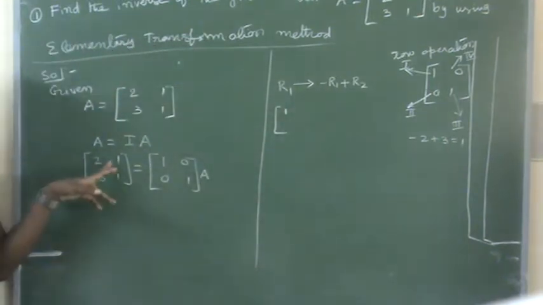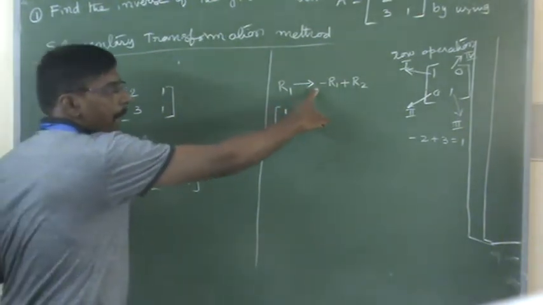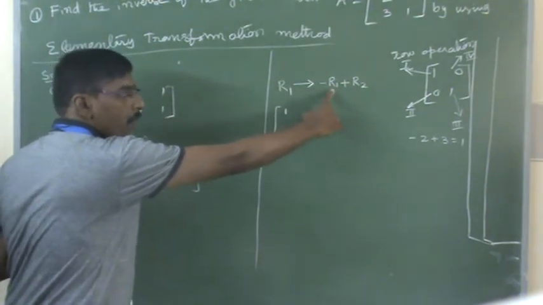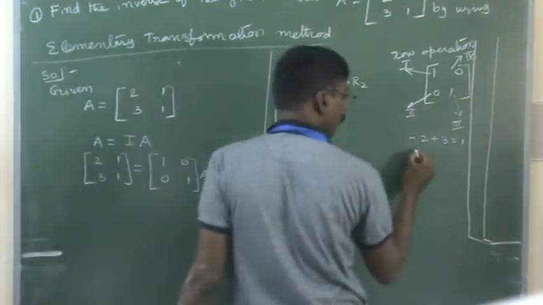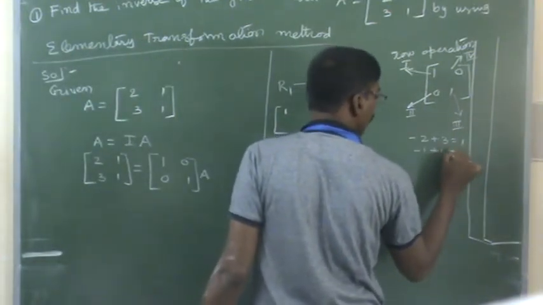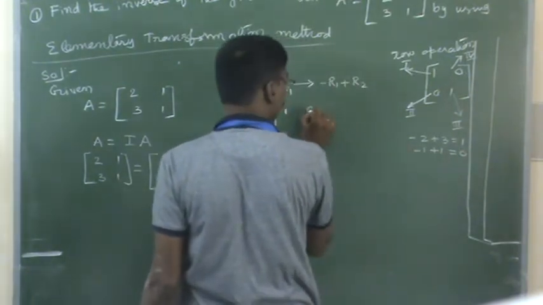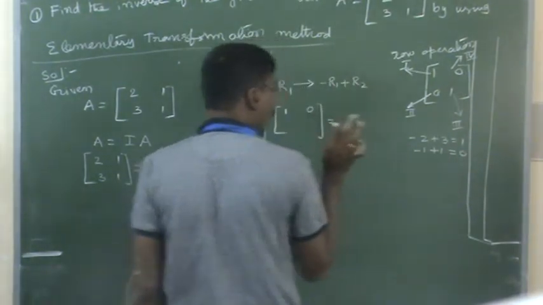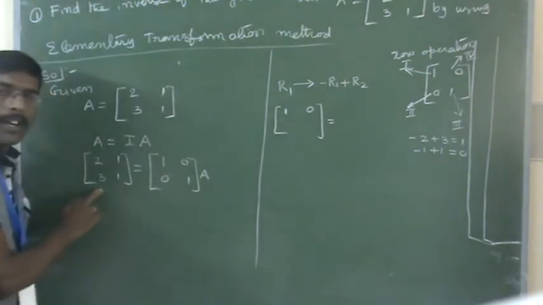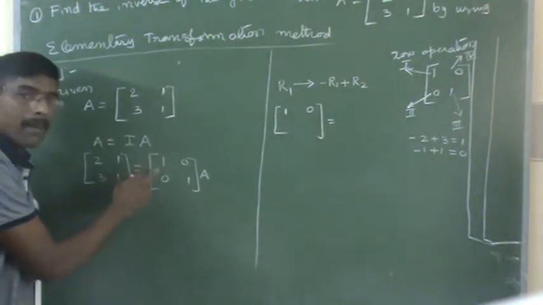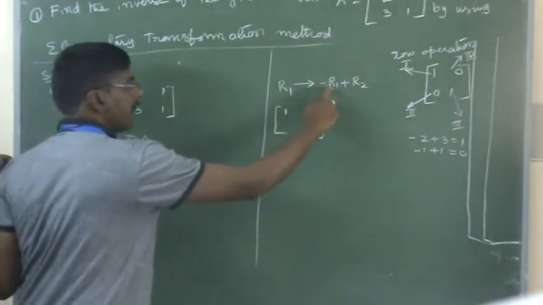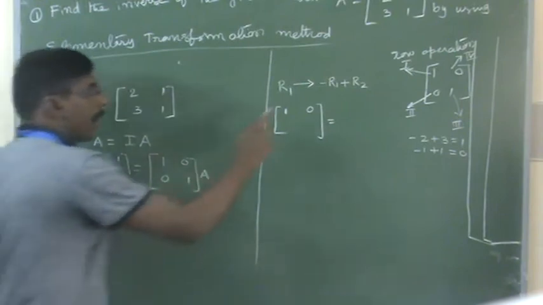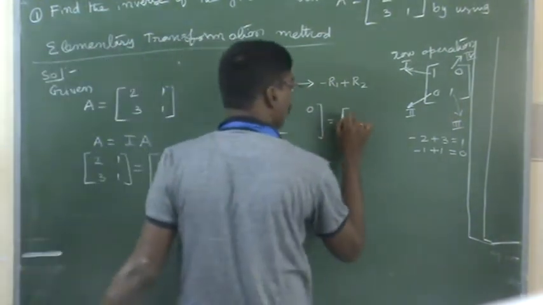Next, what is the value of this one? 1. But here I am saying minus 1 plus R2, what is the value? 1. So what value will come here? Minus 1 plus 1, the answer is 0. So R1 is over for the left hand side. The same condition is applicable for the right hand side also. Right hand side, what value will come? Minus 1 plus 0.